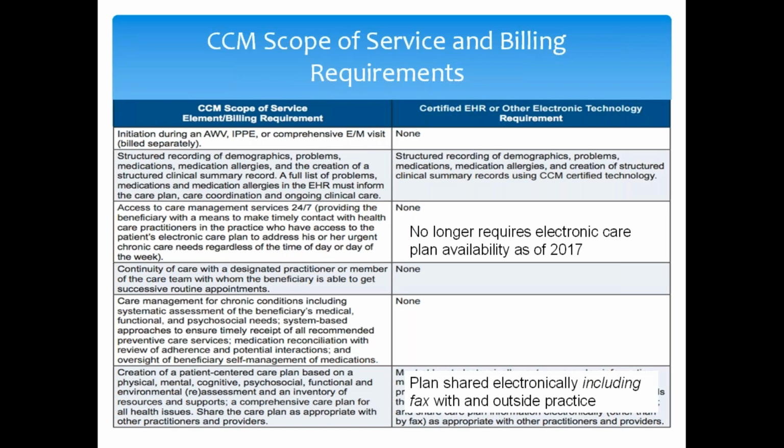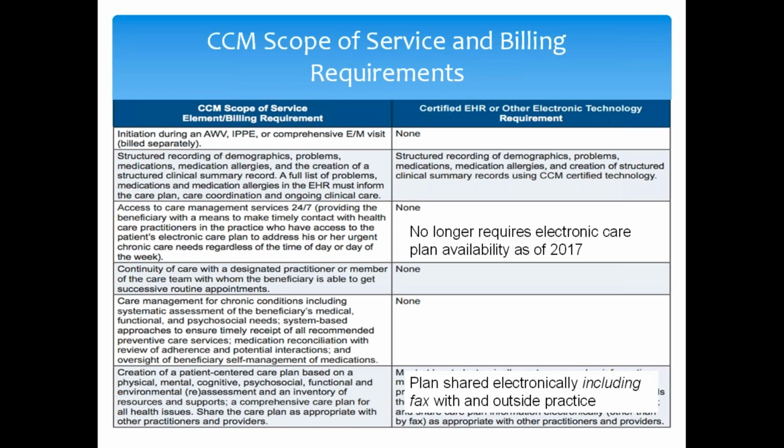So there's some scope of services and billing requirements that we need to talk about. On the left panel, it talks about the scope of services, and on the right panel it talks about how this interacts with your certified EHR or other electronic technology requirement. So if you go down here to the third block, for instance, access to care management services 24/7, so you need to be available to the patient 24/7 so that the patient can make timely contact with you.